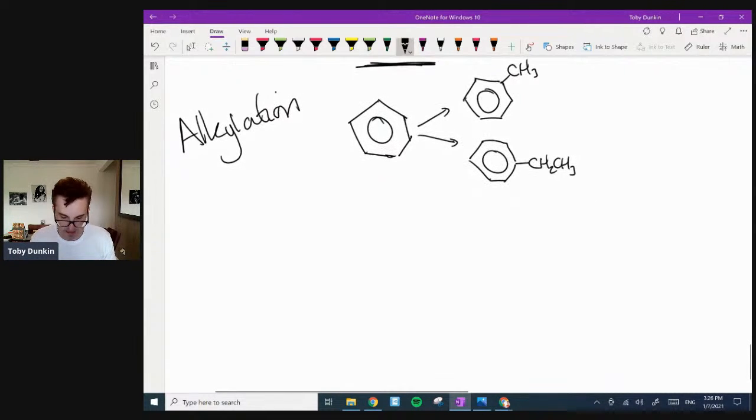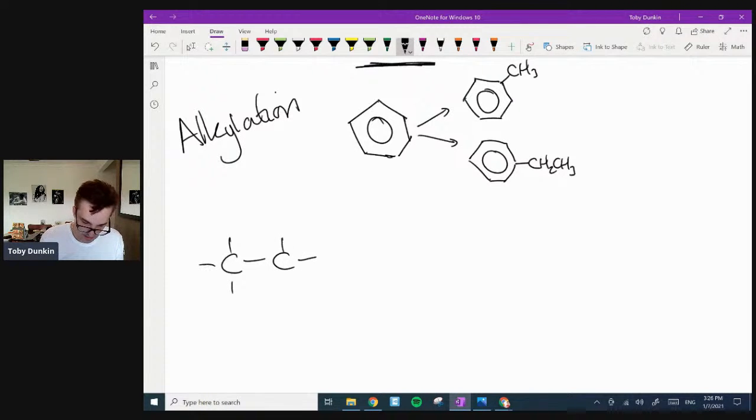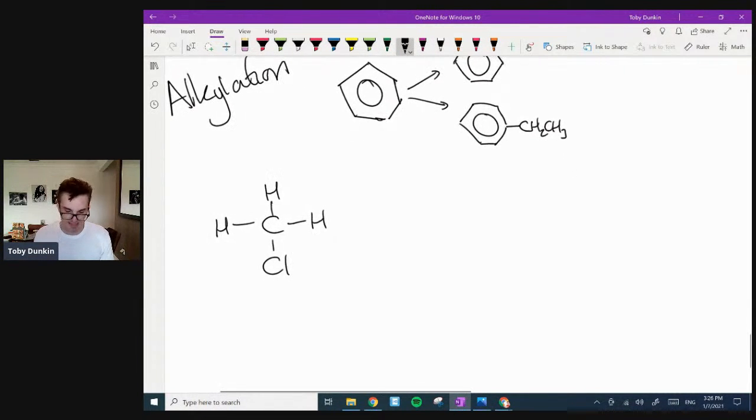So how do I do it? I'm going to have to get a haloalkane. Let's keep it simple to begin with: chloromethane. What I need to do is rip the chlorine off. Does anyone want to have a guess at what the catalyst is? Add AlCl3.